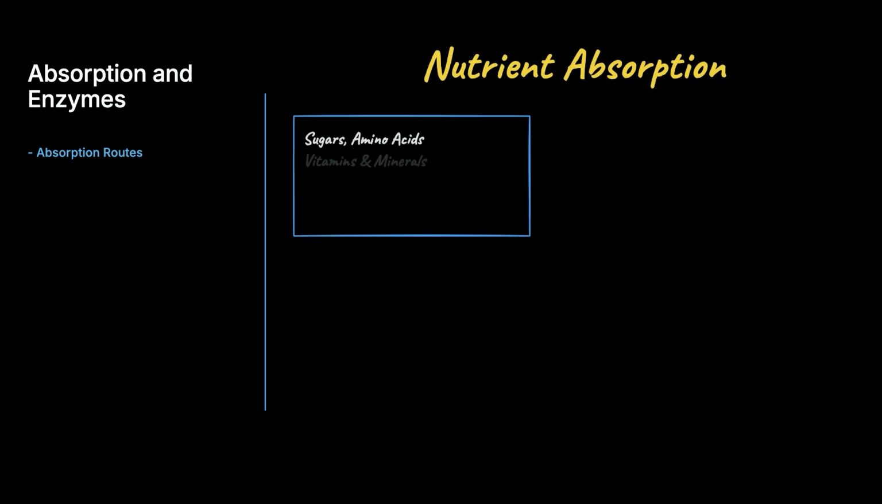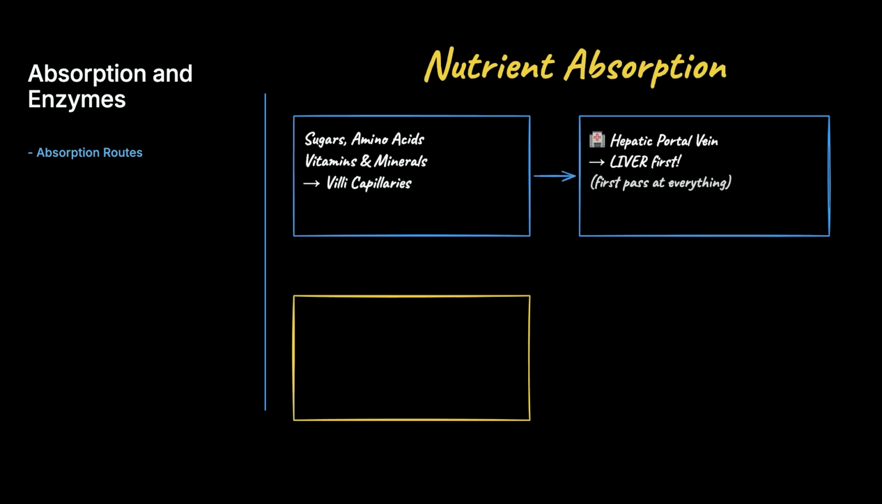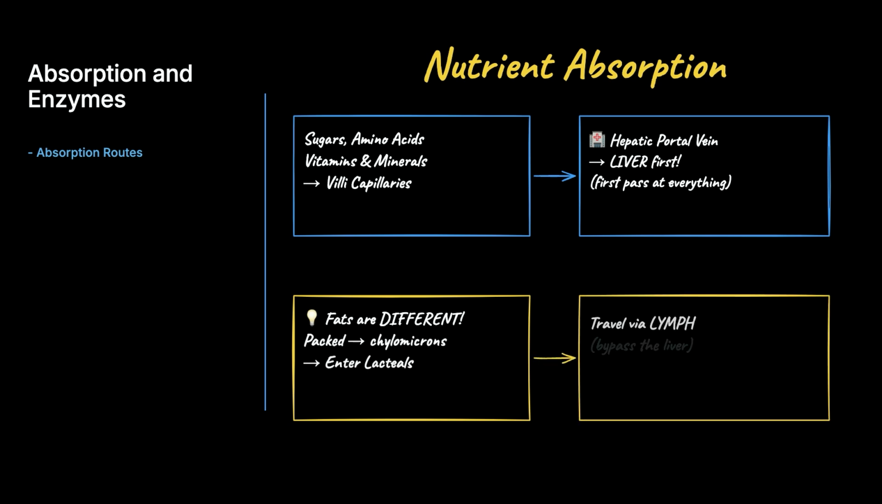Let us see where absorbed nutrients go. Sugars, amino acids, vitamins, and minerals enter the villi capillaries. That blood drains first into the liver through the hepatic portal vein, giving the liver first pass at everything. Fats are the exception. Packaged into chylomicrons, they enter the lacteals and travel through the lymph.